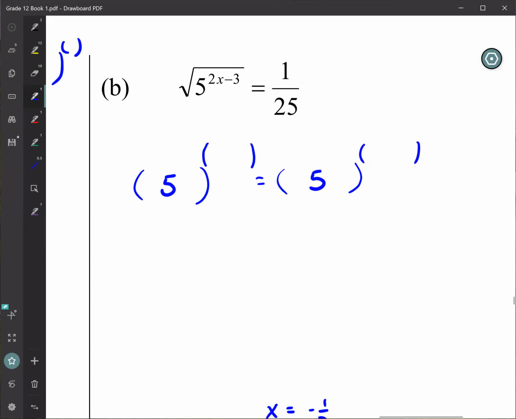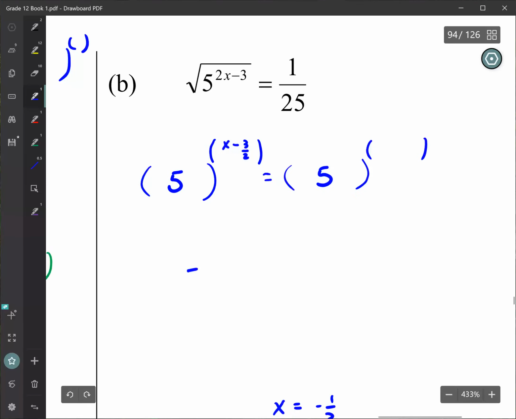x minus 3/2. Like this? Yes. Okay. Can you tell me how you got that? What did you do? I did bracket 5 to the 2x minus 3 bracket to the 1/2. Oh, okay. And then you multiply the exponents together, right? Yeah. Okay, that also works. Very good. Okay, let me erase that.